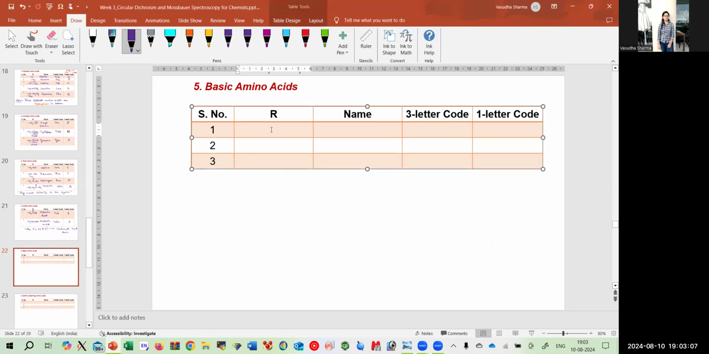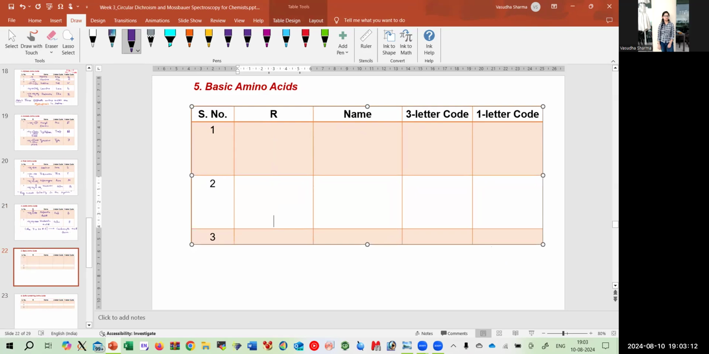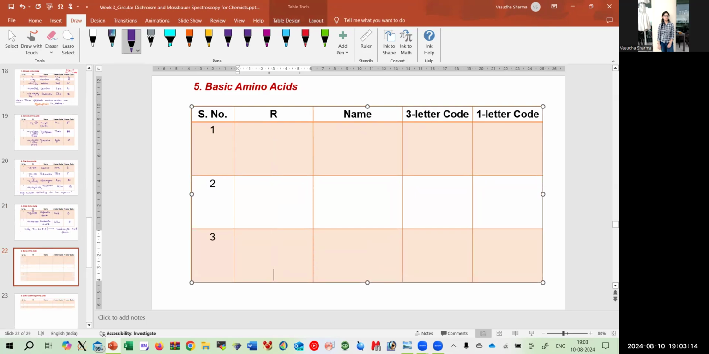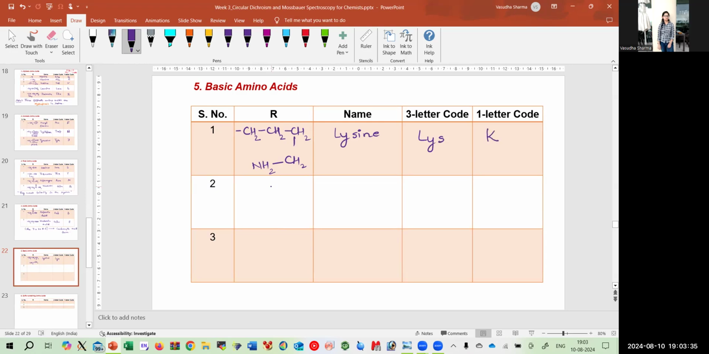Okay. Now moving to our basic amino acids. These are three in type. First we are starting with one CH2, second CH2, 3, 4, and then the NH2 group. So this is called lysine. The three-letter code is LYS and the one-letter code is K.